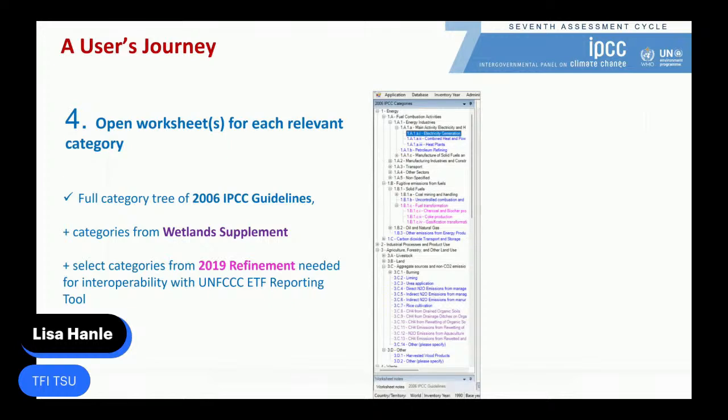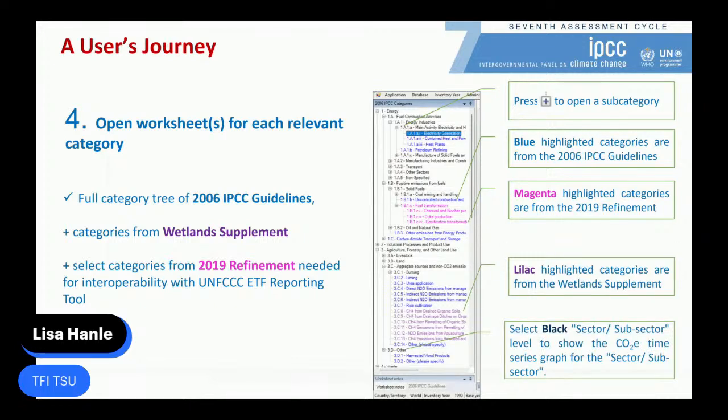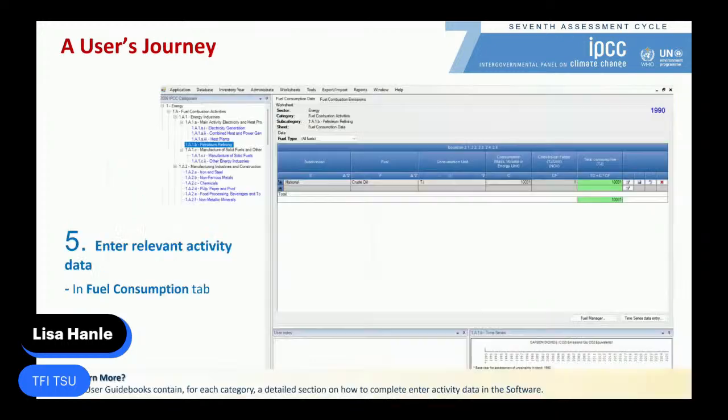And then you'll go to each category. On the left-hand side, you can see the category tree. You consider all of the categories that you have in the country. And then you just go down. The blue ones are those categories from the 2006 IPCC guidelines. They're mandatory under the MPGs. The ones that are in magenta are from the 2019. It doesn't work very well. You're right. The ones from magenta are from the 2019 refinement. They have been added to the software for interoperability with the CRT. The ones that are in lilac are from the wetlands supplement. That is encouraged for the MPG reporting. And then you can also see some trend information.